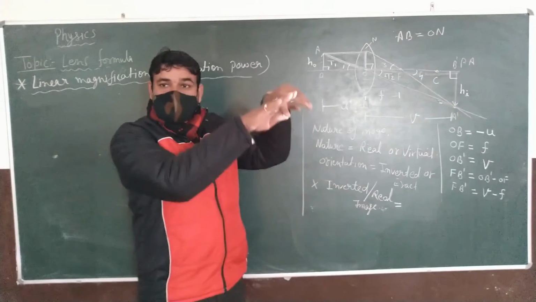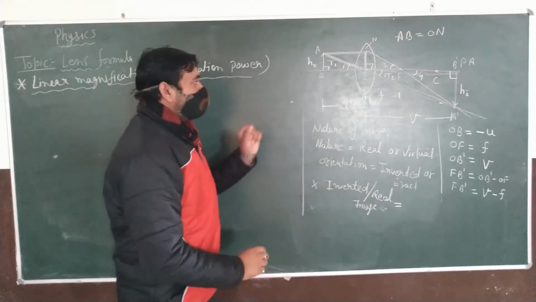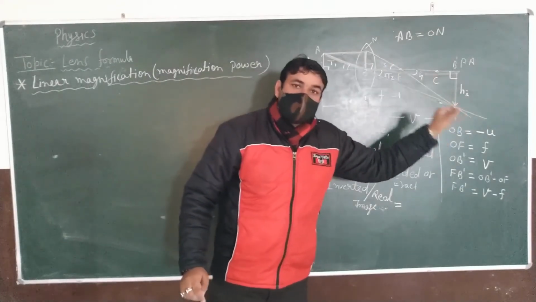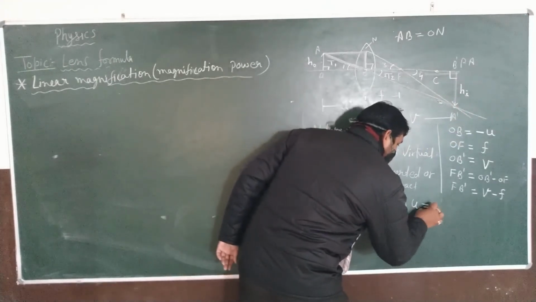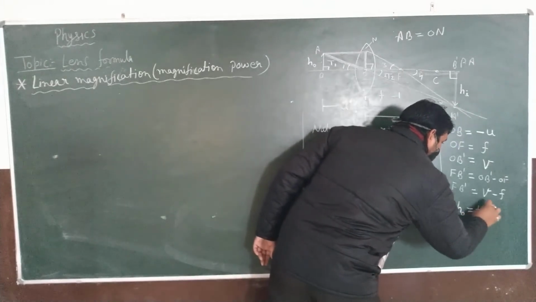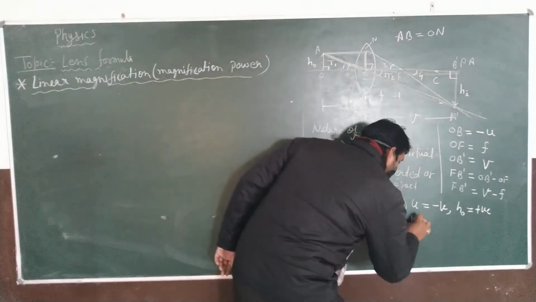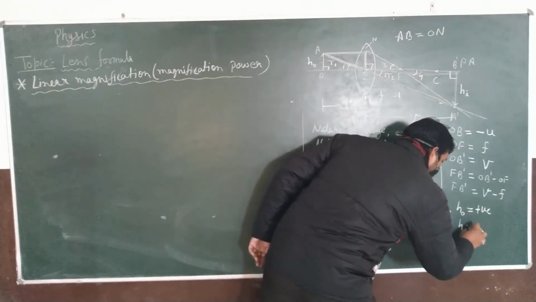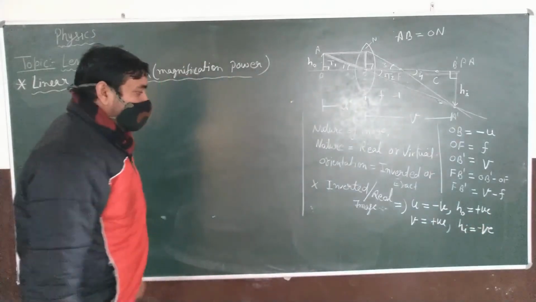An inverted image is vertically down, so it is taken as negative. Second, the inverted image by a lens is formed on the other side of the lens. Okay, so U is negative, HO is positive, V is positive and HI is negative. Clear?